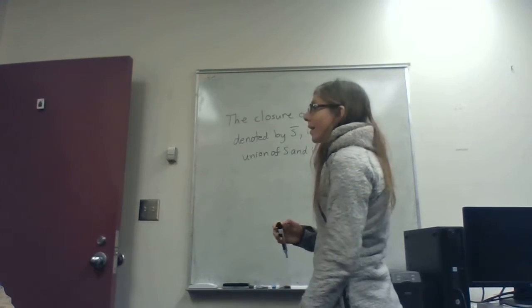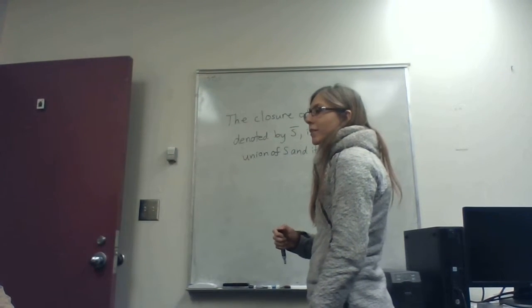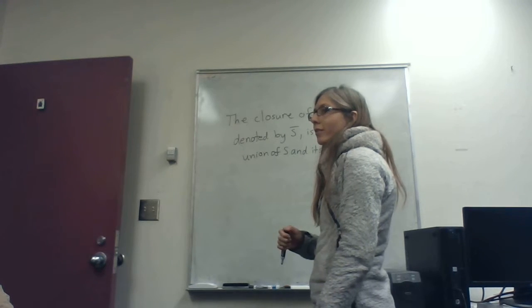So if you have an open set, it's that open set plus its boundary. If it's a closed set, the closed set is equal to its closure.